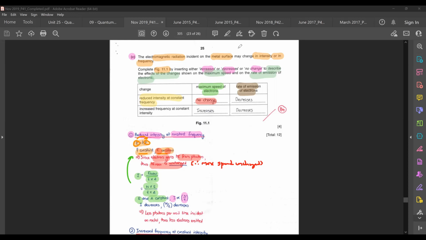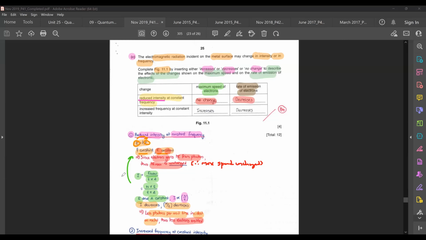They did mention to you that you have reduced intensity now. Intensity is reduced, so I decreases, and your photons per unit time is decreasing. So you have less photons per unit time incident on the metal. You therefore must have less electrons emitted. So for your rate of emission of electrons, this one will therefore be decreasing.